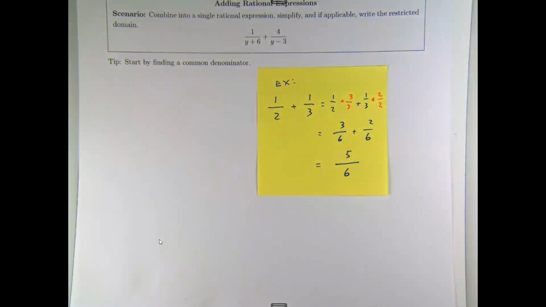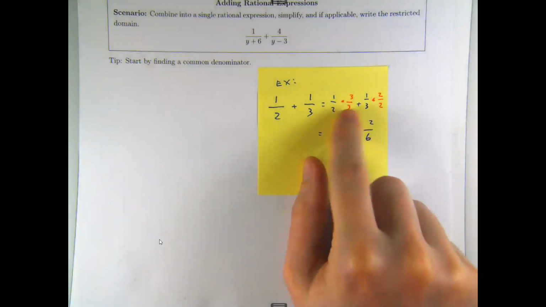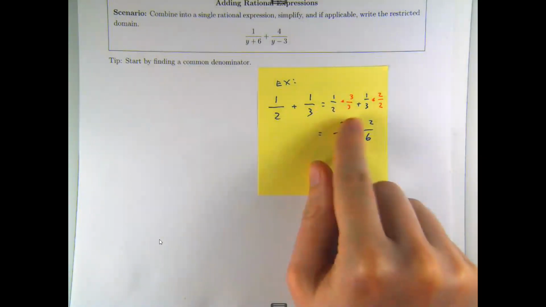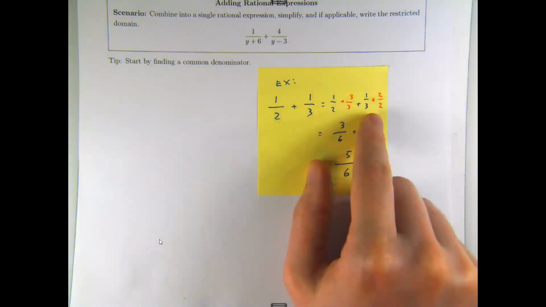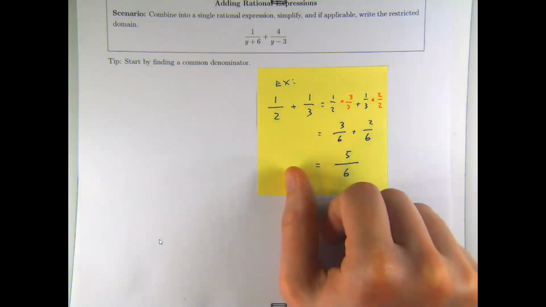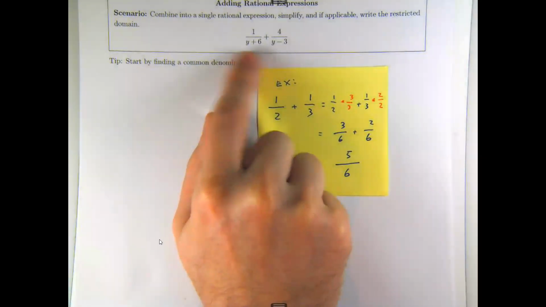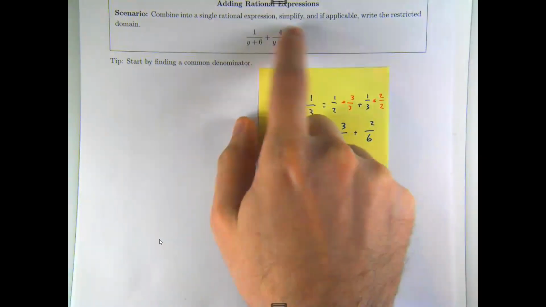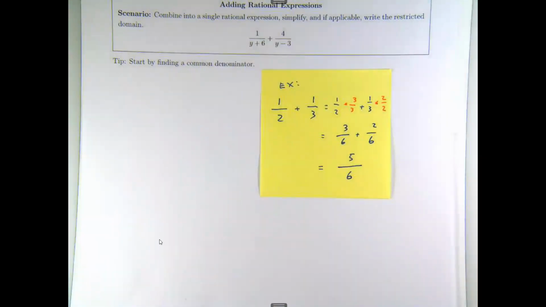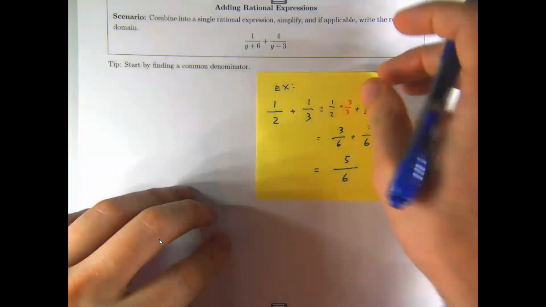So, quick observation, it's not that uncommon to see these missing denominator pieces show up. The 2 was missing the 3, the 3 was missing the 2, as a setup step to get a common denominator. So I'm going to do something similar here. This has a y plus 6 component to it, but it doesn't have a y minus 3. This has a y minus 3 component, but it doesn't have that y plus 6. So first thing I'm going to do is find a common denominator.